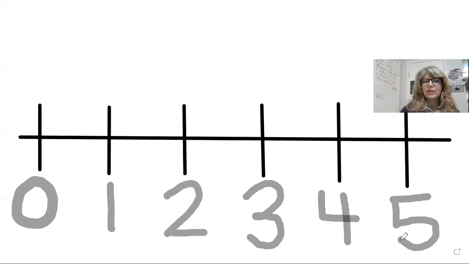We made our number line from 0 to 5. If we start at 0 and we move to the right, our numbers get bigger. Every time they get bigger. All right, but what if we were to go backwards and we moved from the right side and we went backwards? We moved to the left. 5, 4, 3, 2, 1, 0.